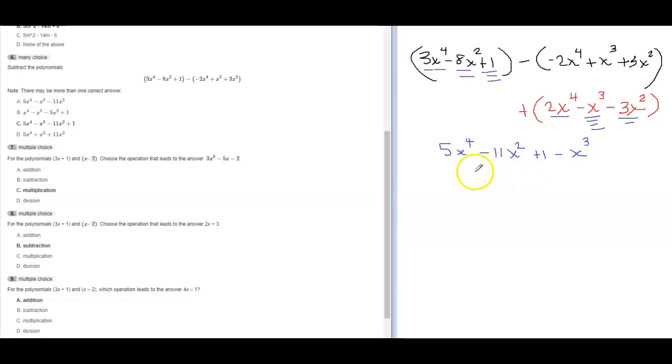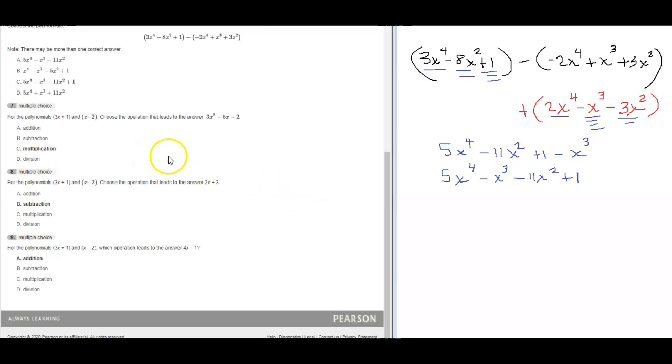However, in mathematics and algebra, we like to put the terms in order by the exponent. So I'm going to put them in decreasing order. Highest exponent first, second highest next, the next highest next, and finally, whatever you have left. And that's why you see here, this is the answer you see there.